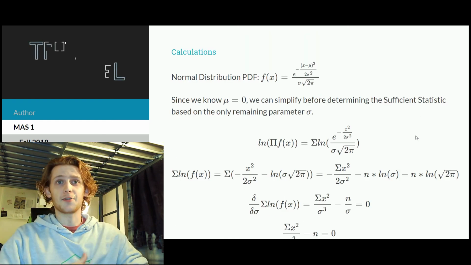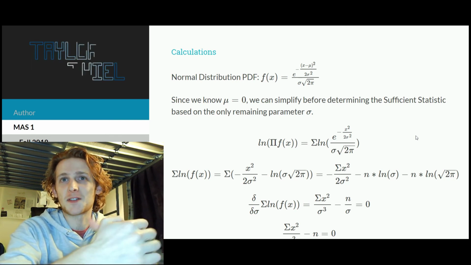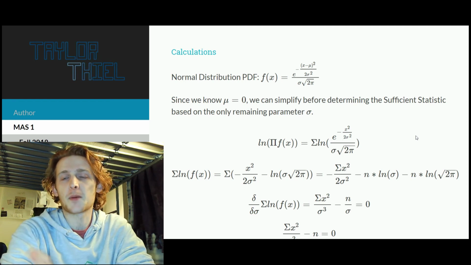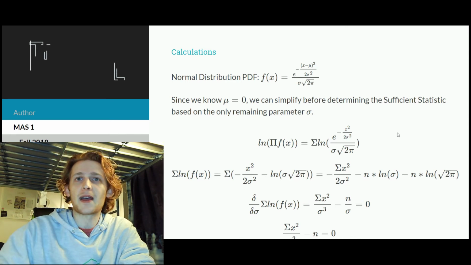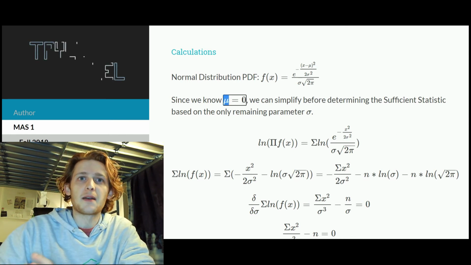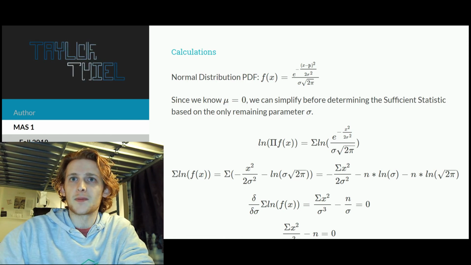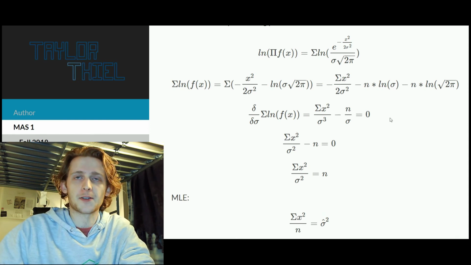So now what we can do is go to the actual problem. So we have the normal distribution. You can look up the PDF for that using the formula sheet that you're provided. And we can then right off the bat simplify because we know that mu is 0. So that's given within the problem. So this mu just goes to 0. And then we find the sufficient statistic.